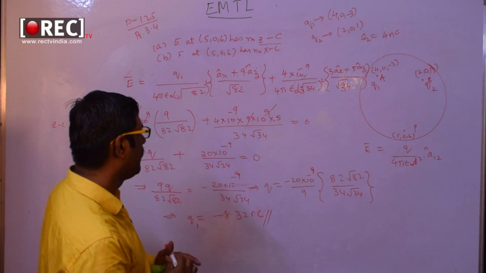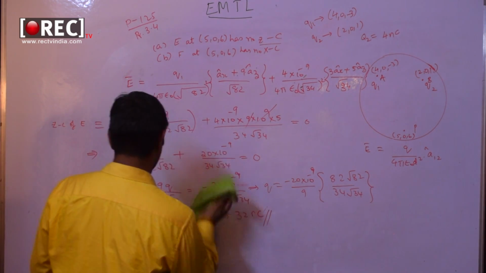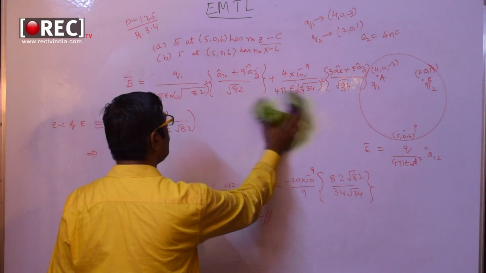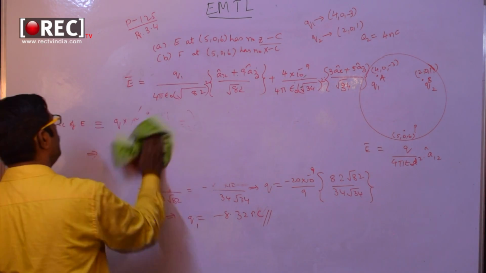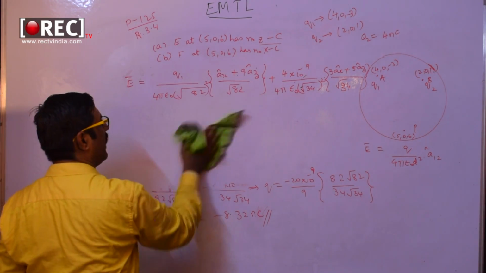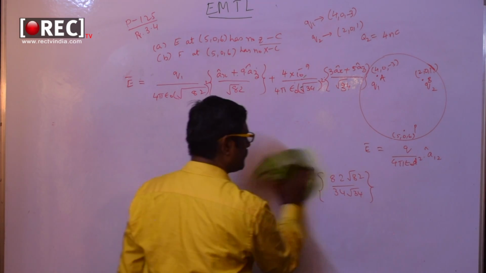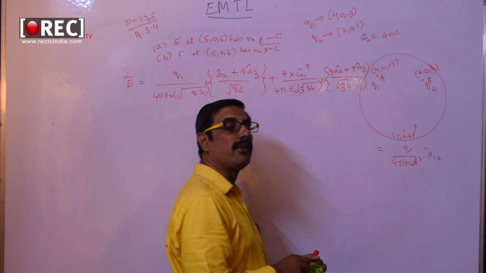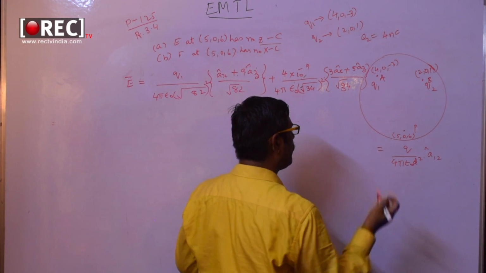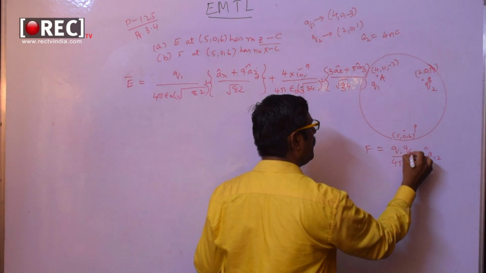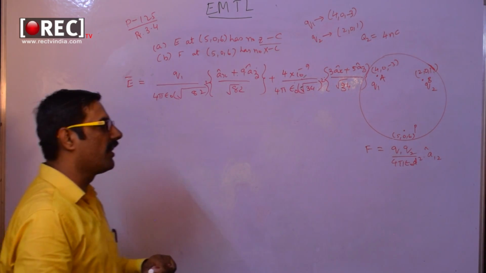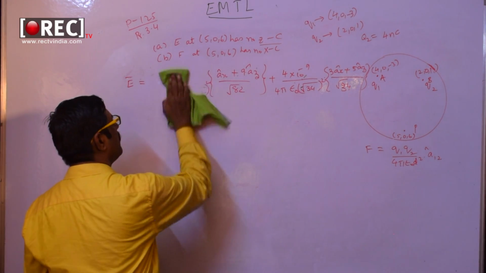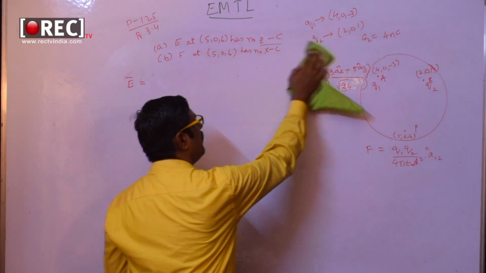Now next, on similar lines, let us determine the charge Q1 based on the second condition, which is that the force at 5,0,6 will have no X component. The basic formula for force by Coulomb's law is F is equal to Q1 Q2 by 4 pi epsilon naught R square into a12 cap. Now let us apply the same formula for the two charges given in the problem.